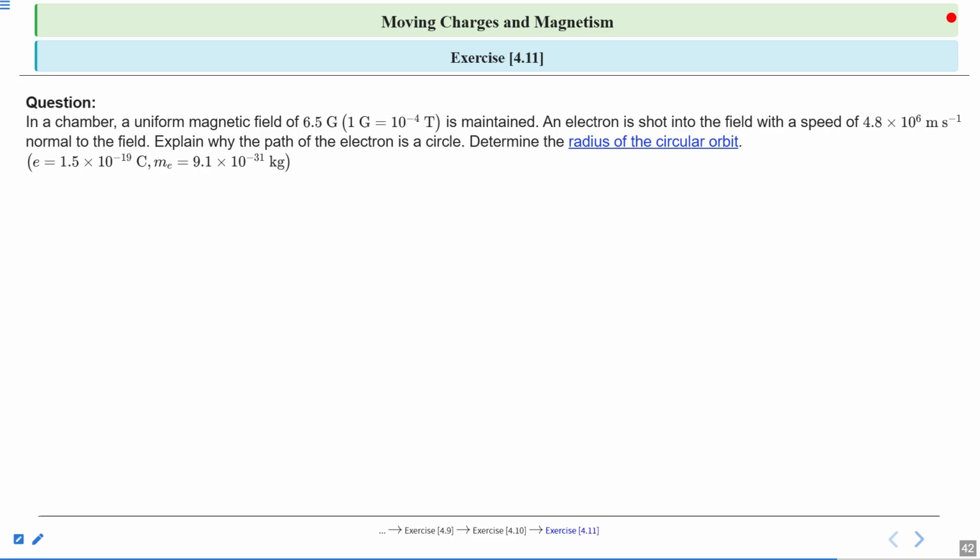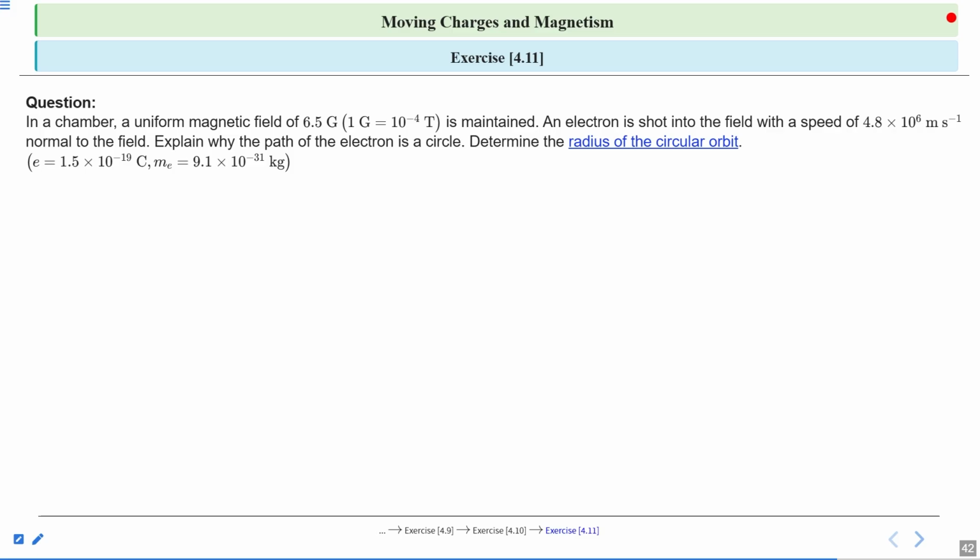An electron is shot into the field with the speed of 4.8 into 10 to the power 6 meter per second, normal to the field. It means the angle between the velocity and magnetic field is 90 degrees, because we have shot the electron normal to the field. Explain why the path of the electron is a circle. You have to explain why the path of the electron is a circle. Determine the radius of the circular orbit also.